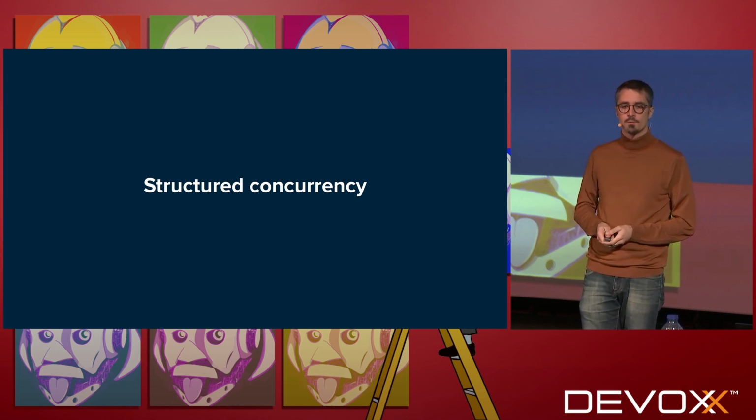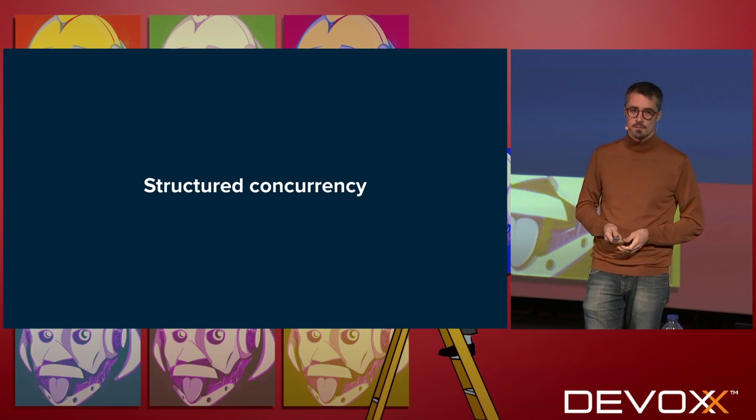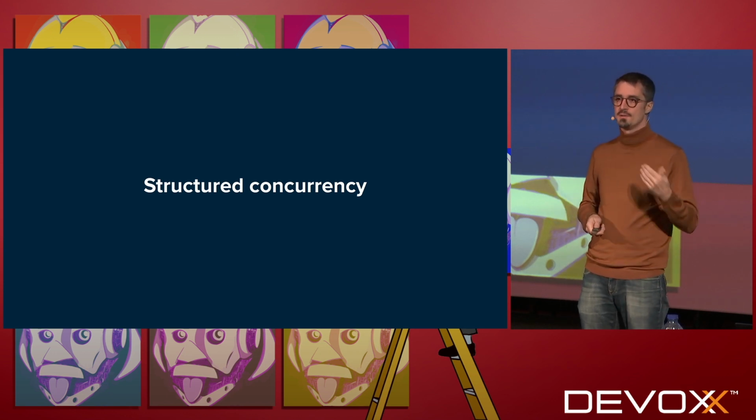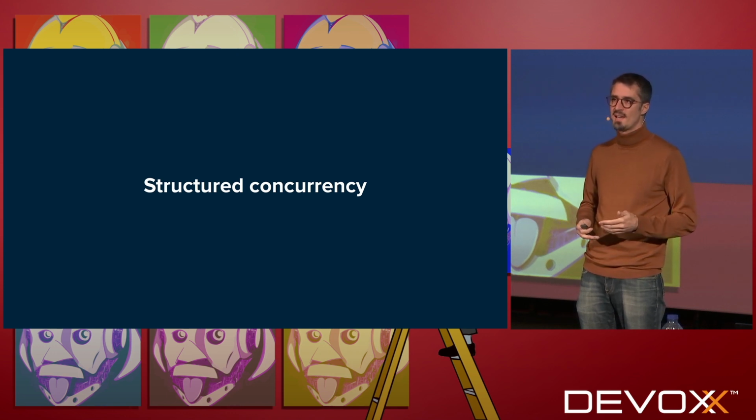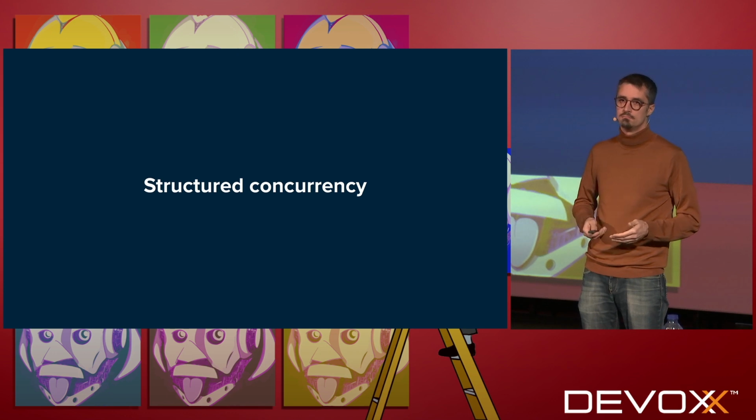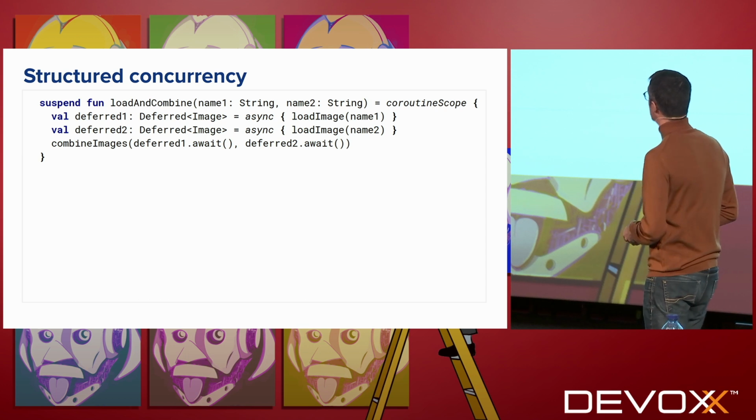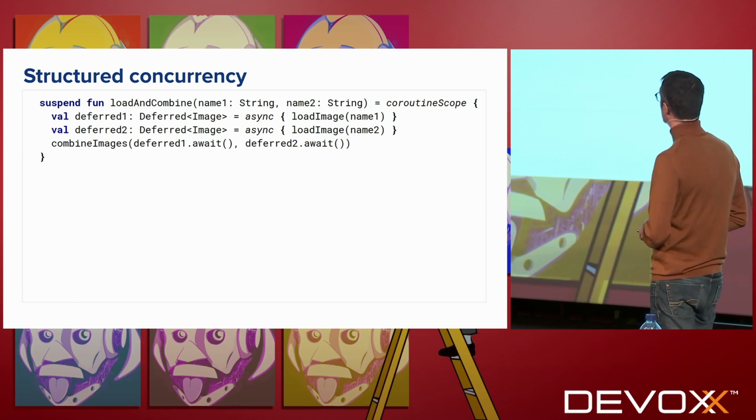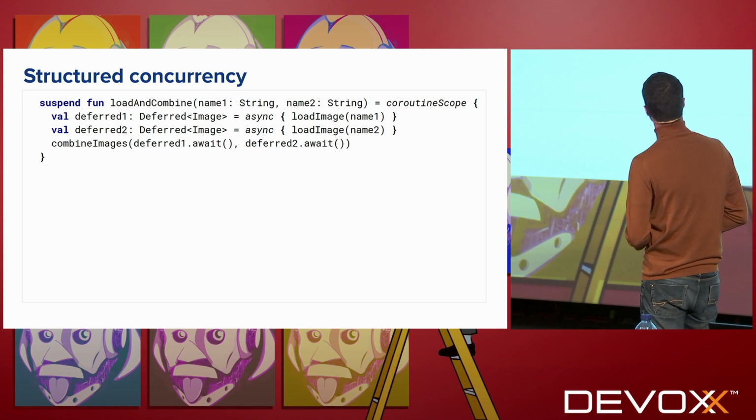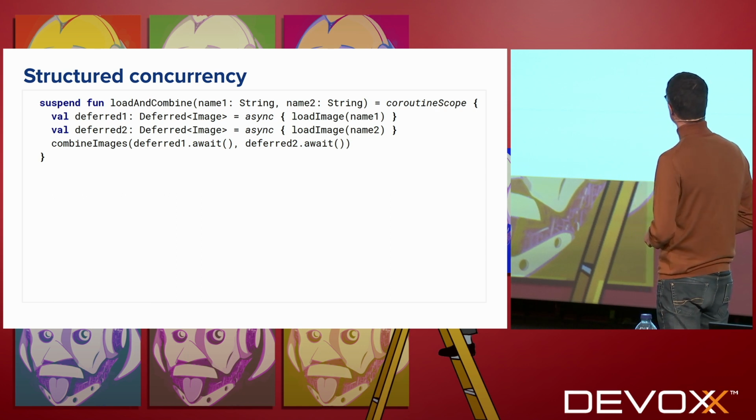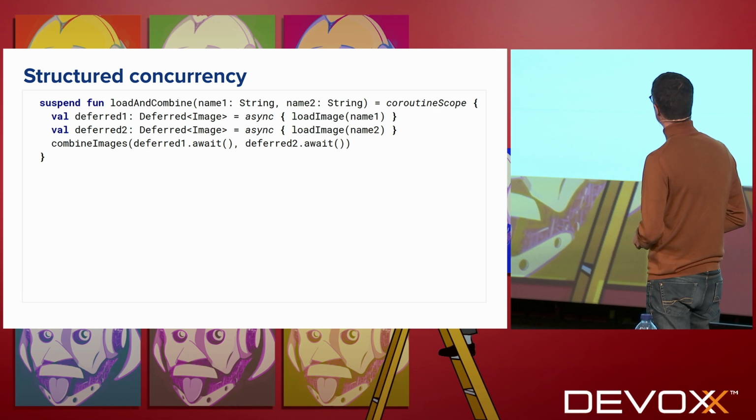The second building block is structured concurrency. When you are dealing with asynchronicity with imperative code, you need to have some kind of building block, because the asynchronous nature implies some specific concerns. So in this example, we have this load and combine function, and we define a coroutine scope which includes launching two asynchronous operations in parallel. So we load image 1 and we load image 2.